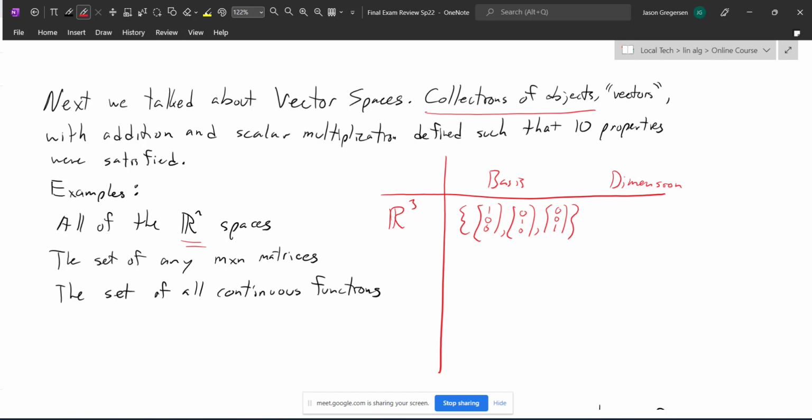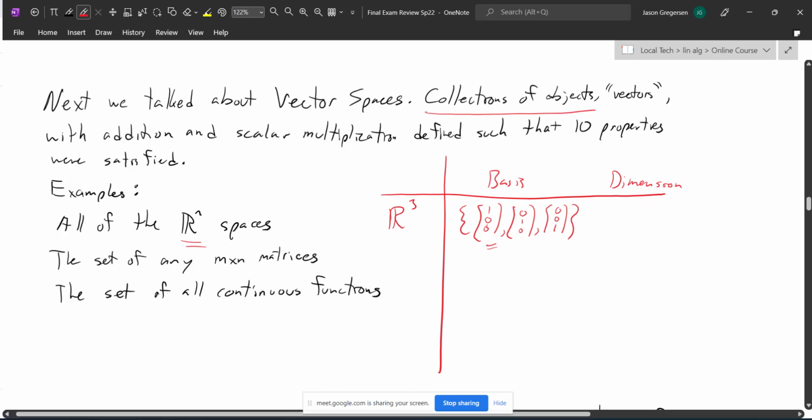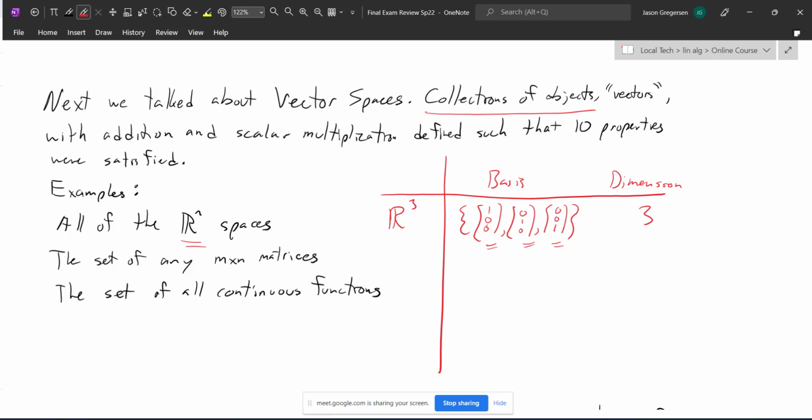Now, how do we talk about the size of a vector space? The dimension of a vector space is the number of vectors in its basis. So in this example, there are 3 vectors in a basis, so the dimension of R3 is 3. The dimension of a vector space is different than the dimensions of, say, a matrix, or the dimensions of, say, a house. Same word, different meaning. Here, the dimension of a vector space is the number of vectors in its basis.